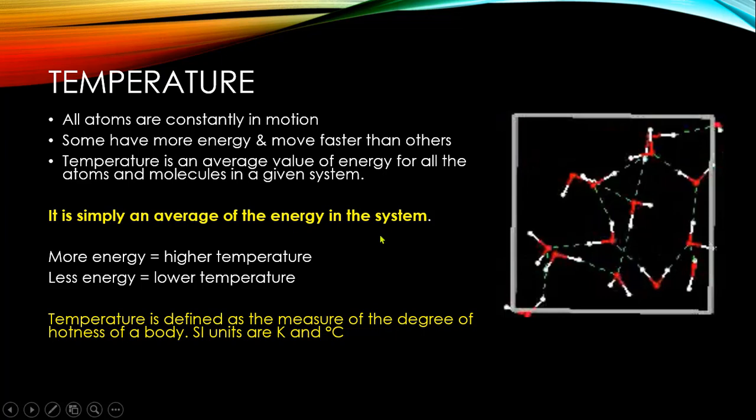So the temperature measures the amount of energy in the system. So the more energy you have, the higher the temperature will be. The less energy in the system, you'll have a lower temperature. And temperature is defined as the measure of the degree of hotness of a body. The SI units are the Kelvin, which is represented as a capital K, and degree Celsius.